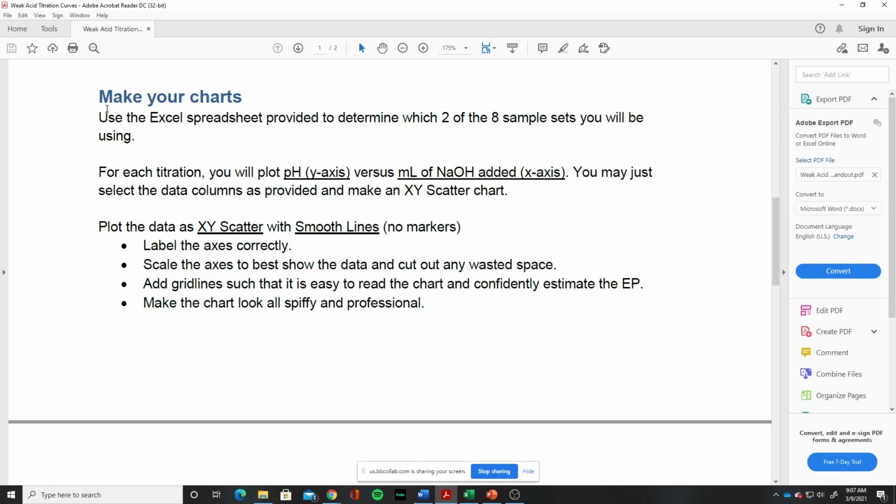Okay, so making your charts. Use the Excel spreadsheet provided to determine which 2 of the 8 sample sets you'll be using. For each titration, you will plot pH versus milliliters of sodium hydroxide added. You may just select the data columns as provided and make an XY scatter chart. So the data that is given to you is actually pH versus mils of sodium hydroxide.